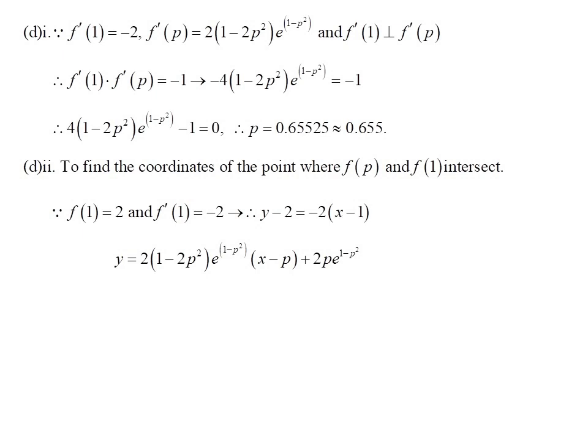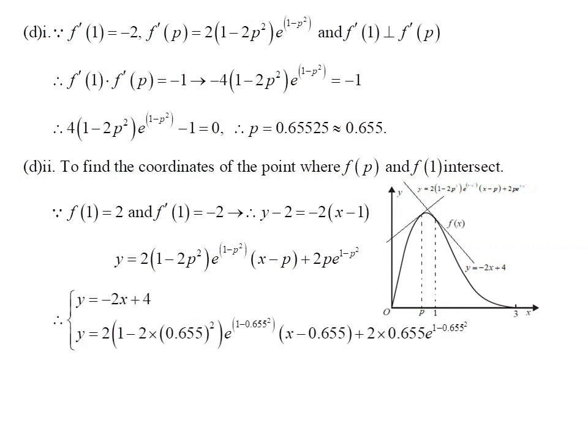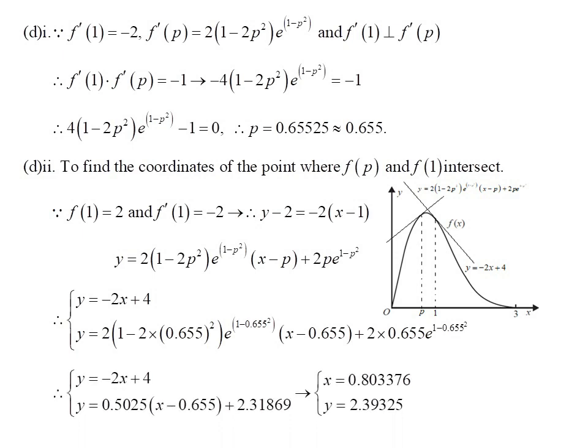One is established at the point 1, f of 1. The other one is established at the point p, f of p, as both of them can be seen from the diagram. After substituting the value of p, which was obtained in subpart 1, we solved the simultaneous equations to find the coordinates of the intersection. X equals 0.803376, y equals 2.39325.